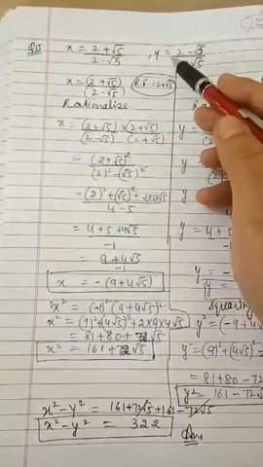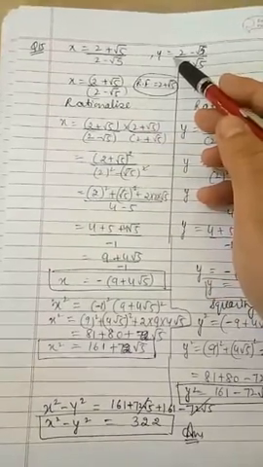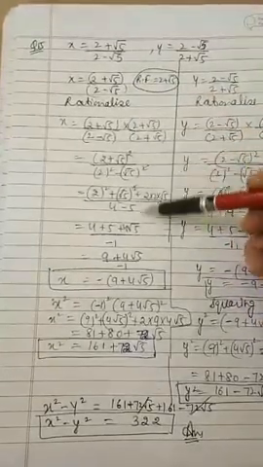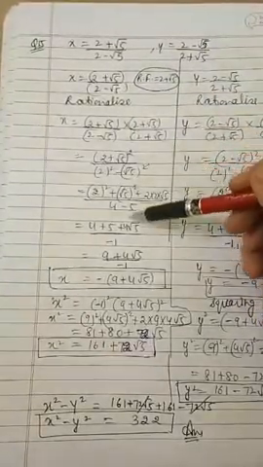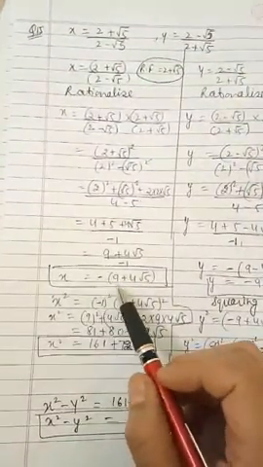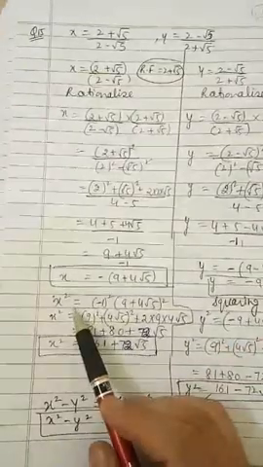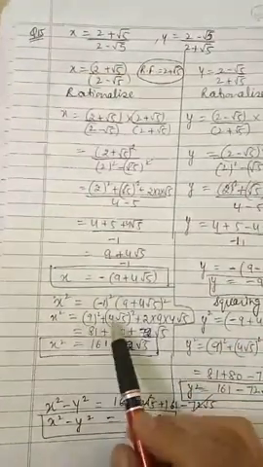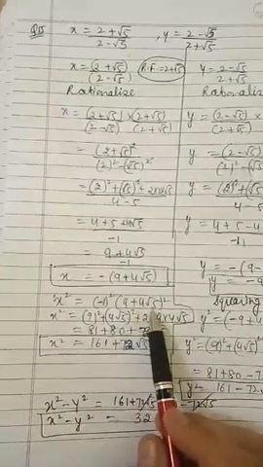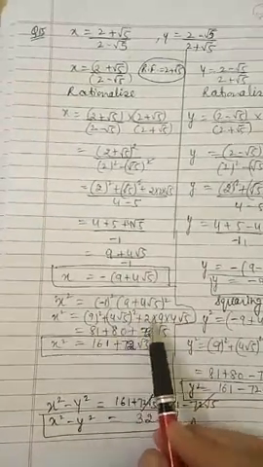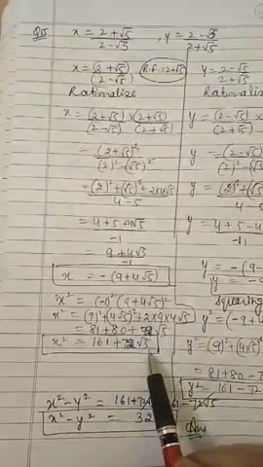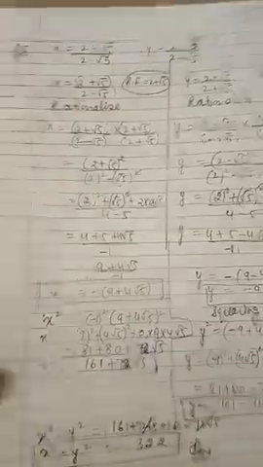Okay. Come to 15th sum. x and y are given. They ask you to calculate x square minus y square. First of all we will find x. Do rationalization, and after solving, you know how to do rationalization, we are getting negative of 9 plus 4 root 5. Then take its square, do squaring both sides, and negative square will become plus, and here you can apply the formula a plus b whole square, a square plus b square plus 2ab, and we are getting 161 plus 72 root 5. Similarly we can solve for y.